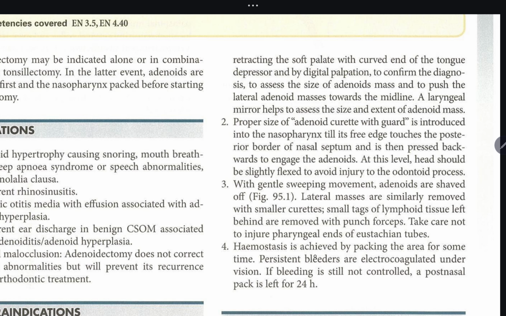4. Hemostasis is achieved by packing the area for some time. Persistent bleeders are electrocoagulated under vision. If bleeding is not controlled, a postnasal pack is left for 24 hours.